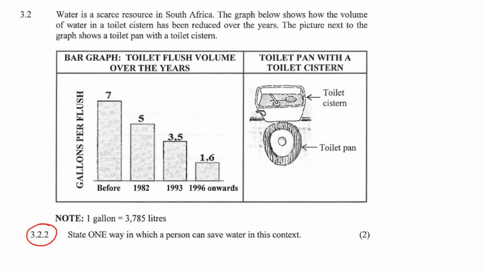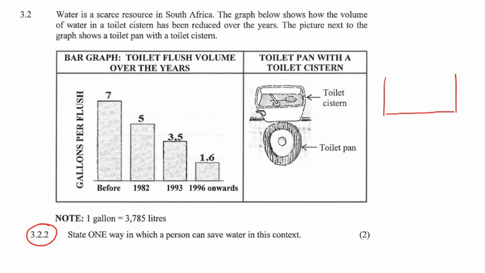This question says, state one way in which a person can save water. Okay, so one way that I've heard of people to save water is the following. So you've got this cistern, right? Now let me quickly explain how it all works. So here you've got your cistern. I'm going to show like a side view.